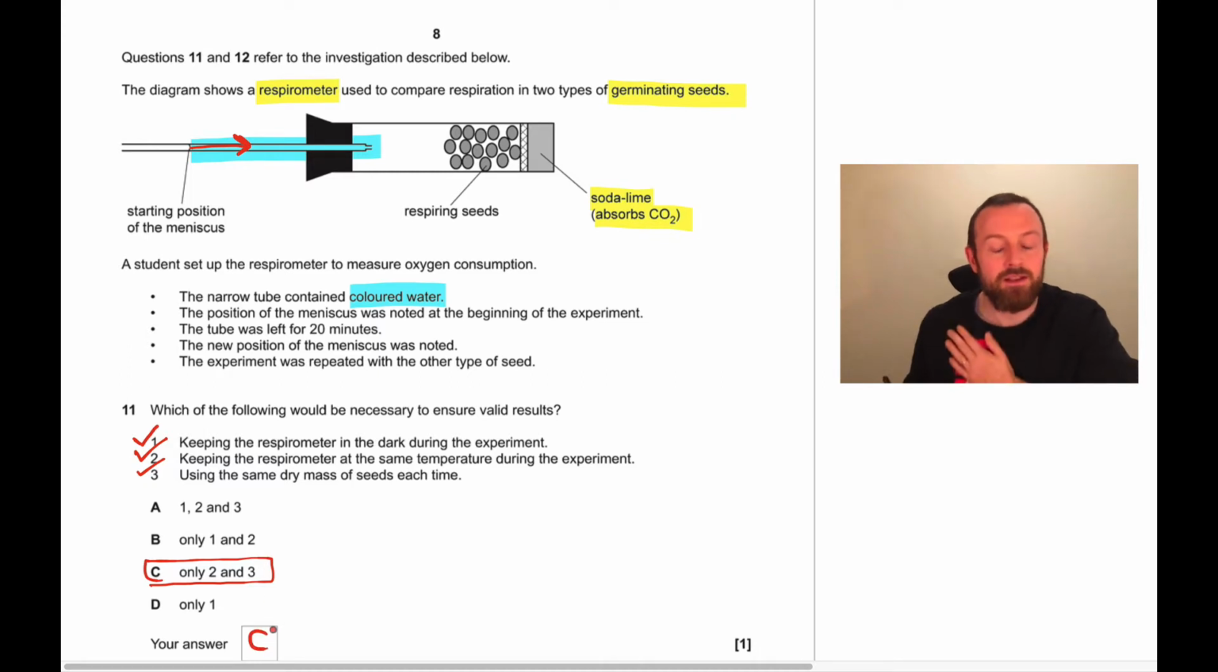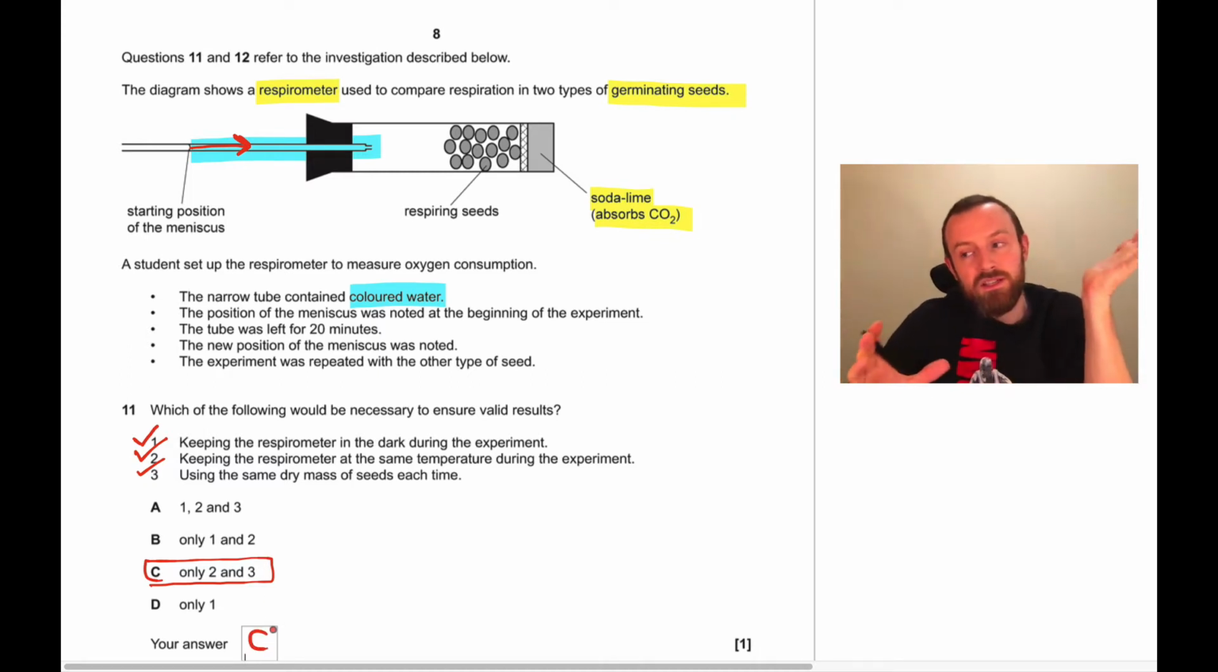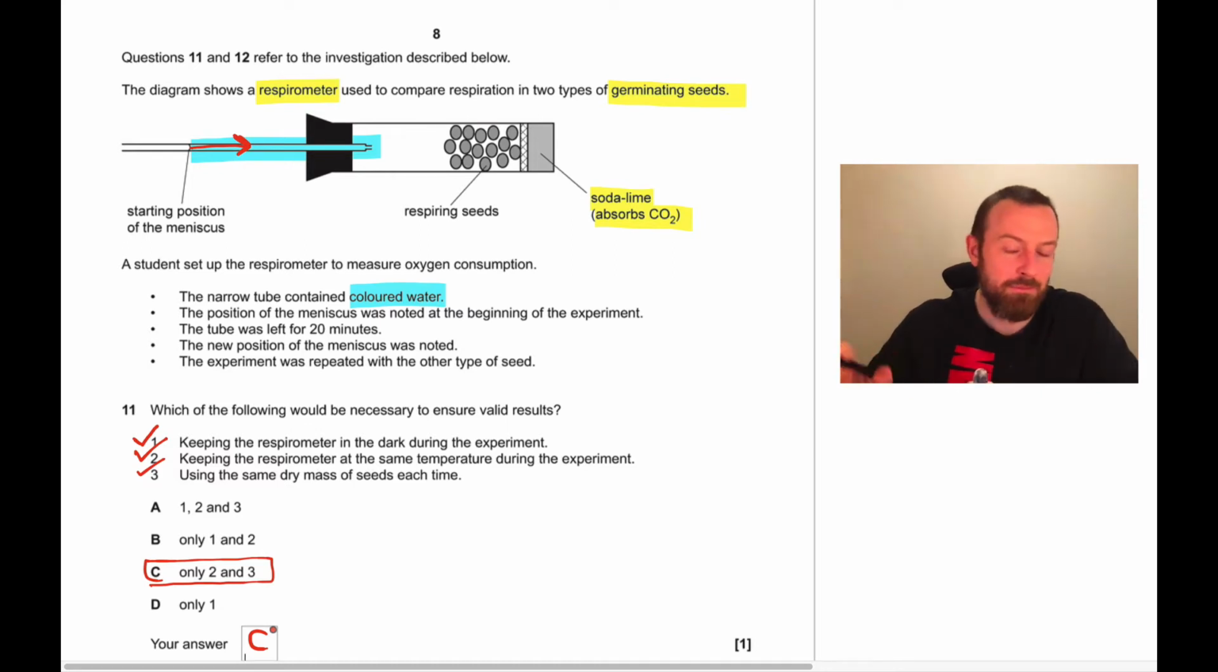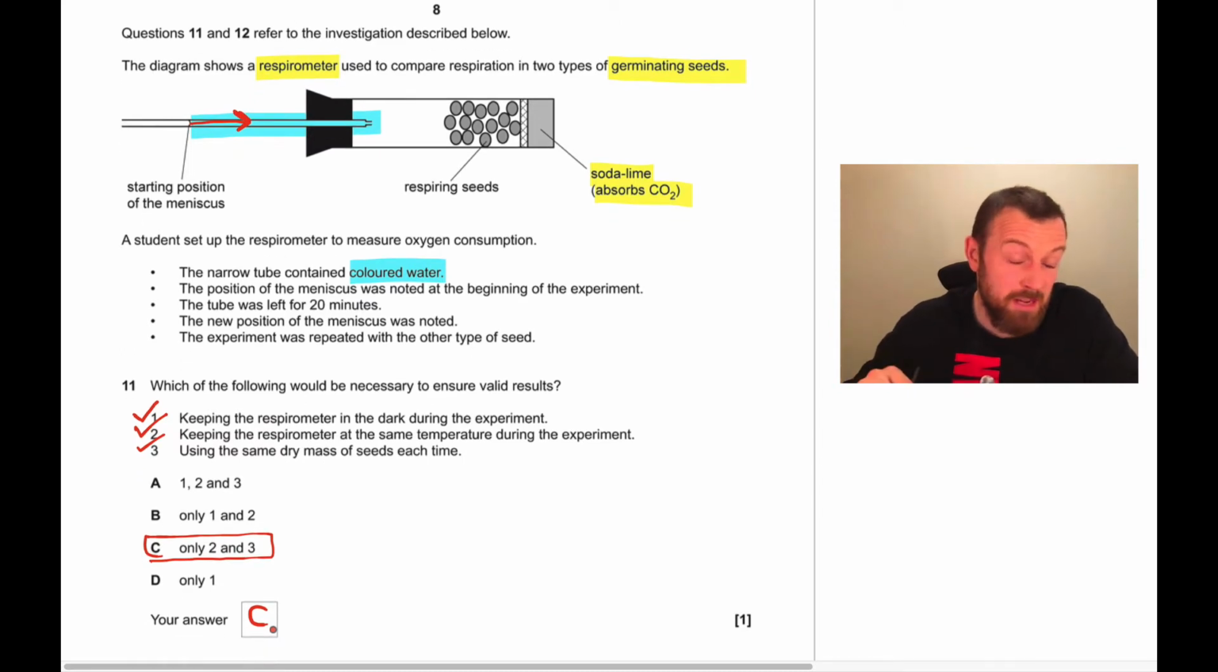The answer is C. I think what the exam board is saying is seeds aren't going to photosynthesize anyway because they're seeds. The photosynthetic tissue of the plant is only the leaves, so seeds won't photosynthesize at all. I should have known that. So yeah, the answer is C. You don't need to keep them in the dark because seeds don't have leaves. Presumably the cells aren't differentiated, they don't have chlorophyll, so the answer is C.